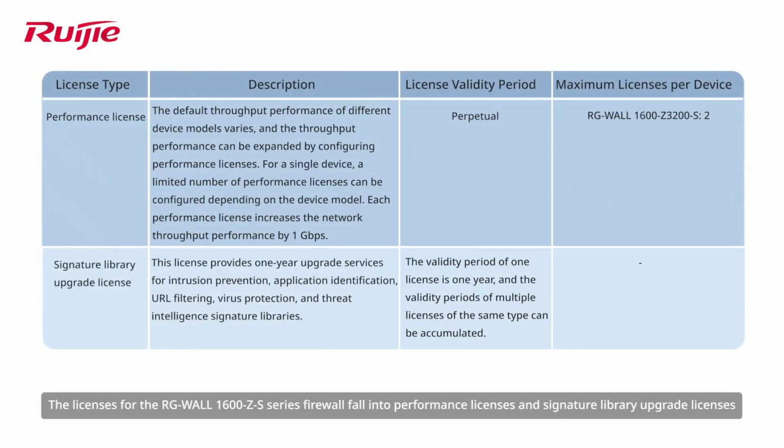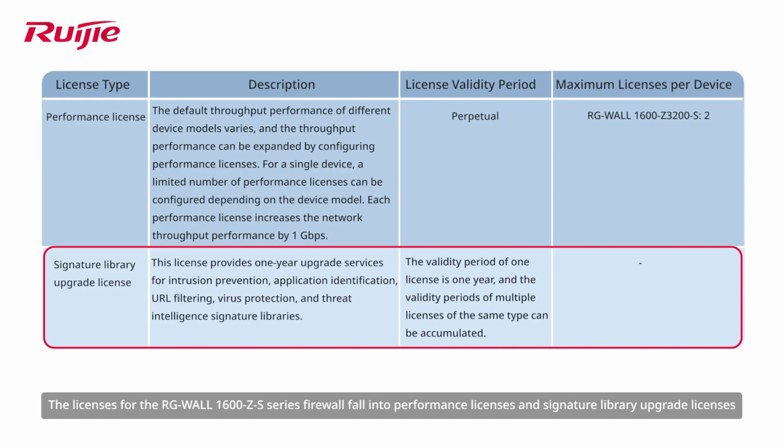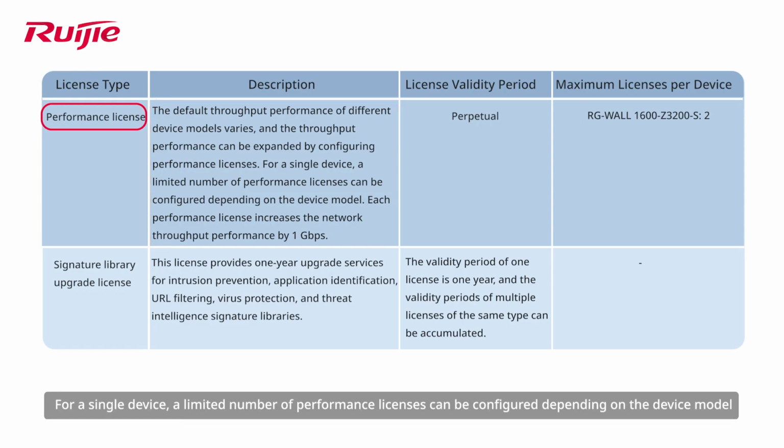The licenses for the Firewall 1600Z S-Series firewall fall into performance licenses and signature library upgrade licenses. The default throughput performance of different device models varies, and the throughput performance can be expanded by configuring performance licenses. For a single device, a limited number of performance licenses can be configured depending on the device model.